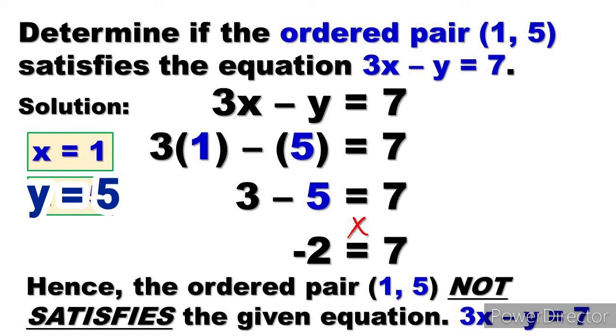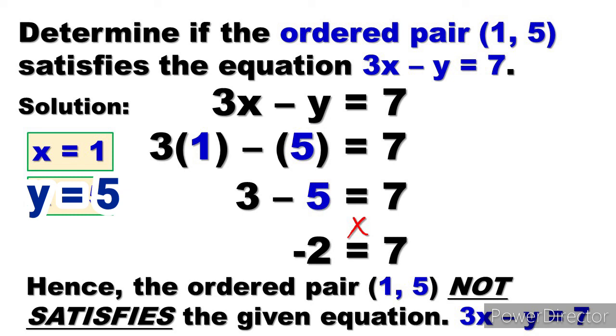Okay, now let's try another ordered pair. Determine if the ordered pair, positive 1, positive 5, satisfies the equation 3x minus y equals 7. Okay, again, ang value ng x natin is 1, ang value ng y is 5. And then, yun yung isasubstitute natin doon sa variable na x and y ng equation natin na 3x minus y equals 7. Now, 3x, yung x palitan natin ng 1. Minus y, yung y palitan ng 5.